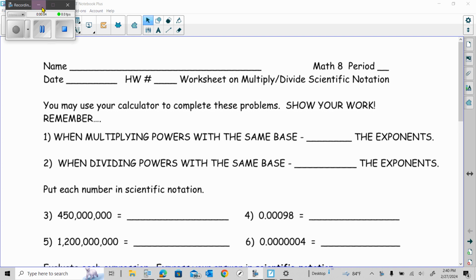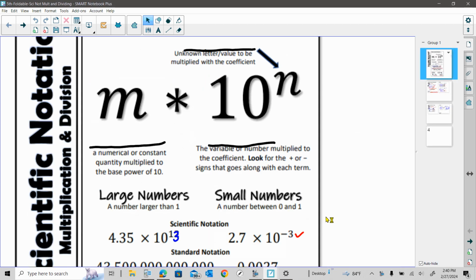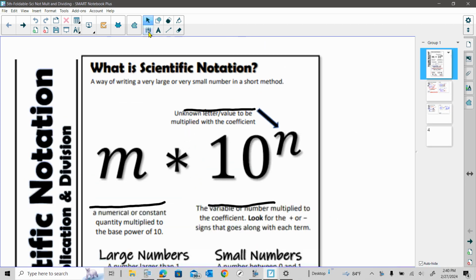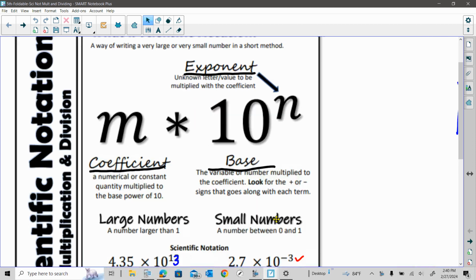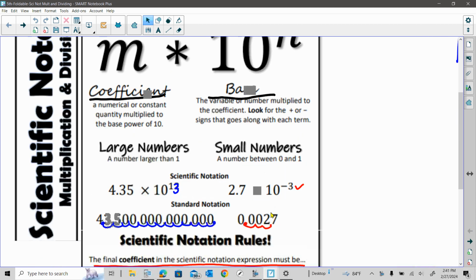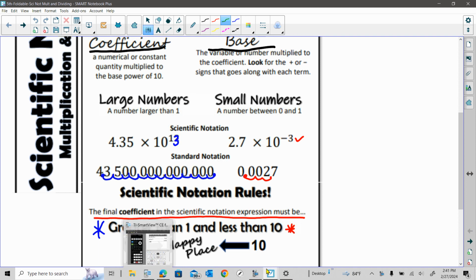All right, for your homework tonight, this page, you might need to refer to our foldable that we did in class today. It's not showing here, but you need to know your parts. We're going to write our answers always in base 10, and we make sure we have an actual number that's between 1 and 10 when we do the math. So I'm going to do a couple from each section, and then you need exponent rules for the back.